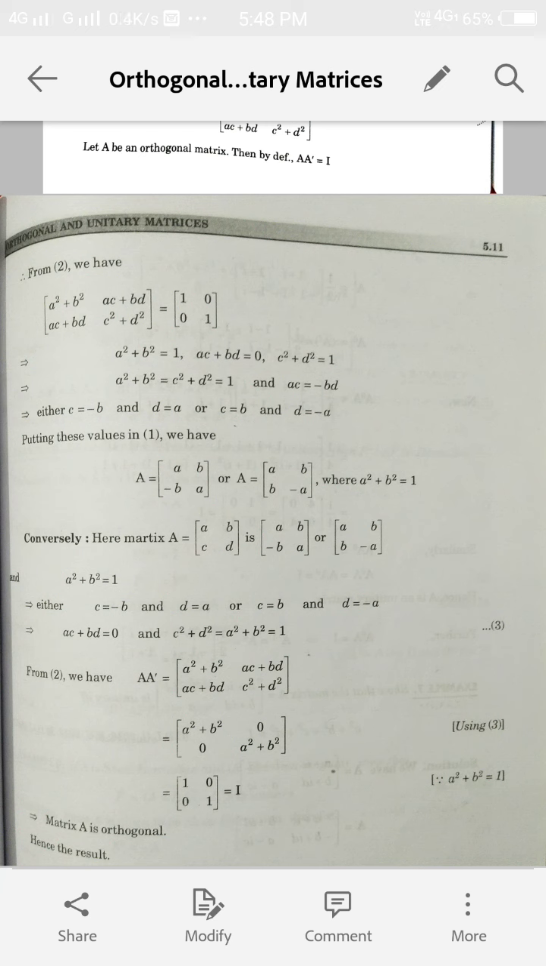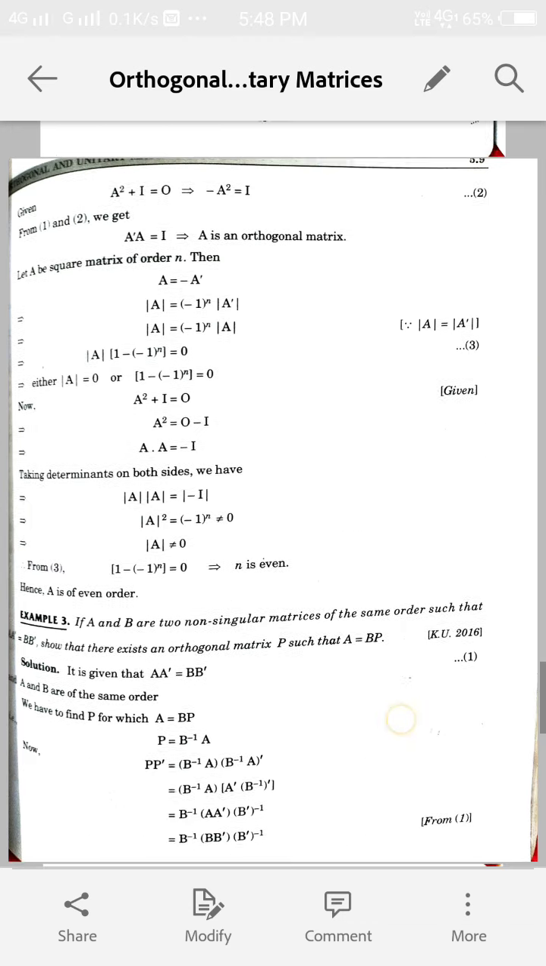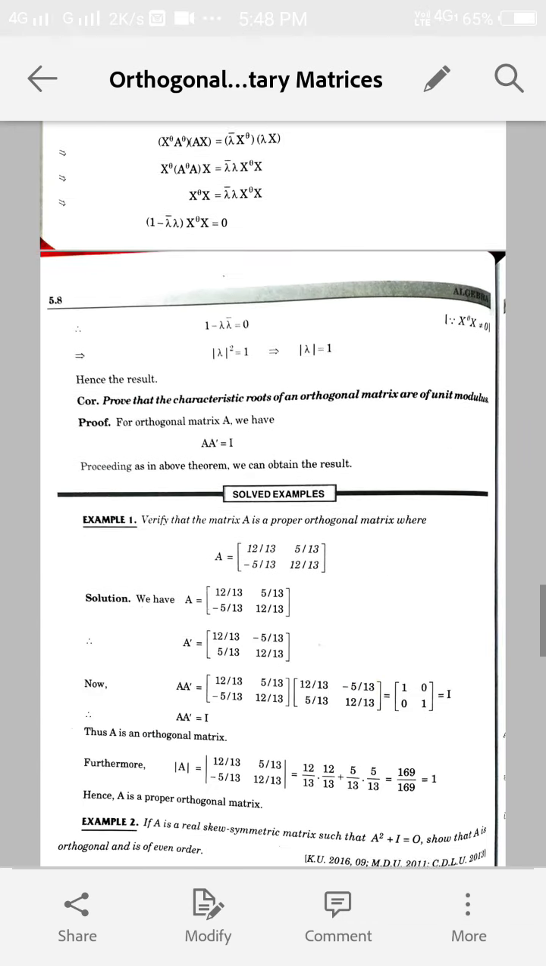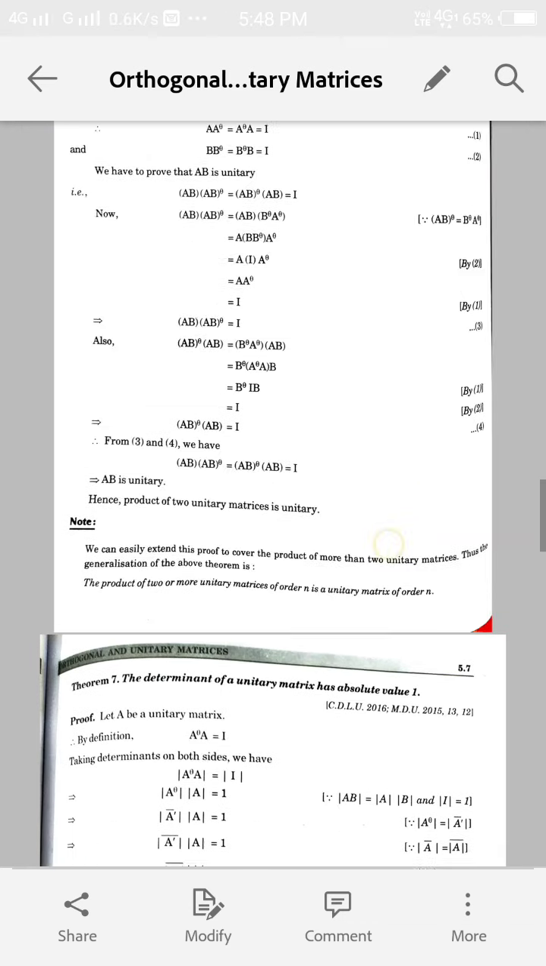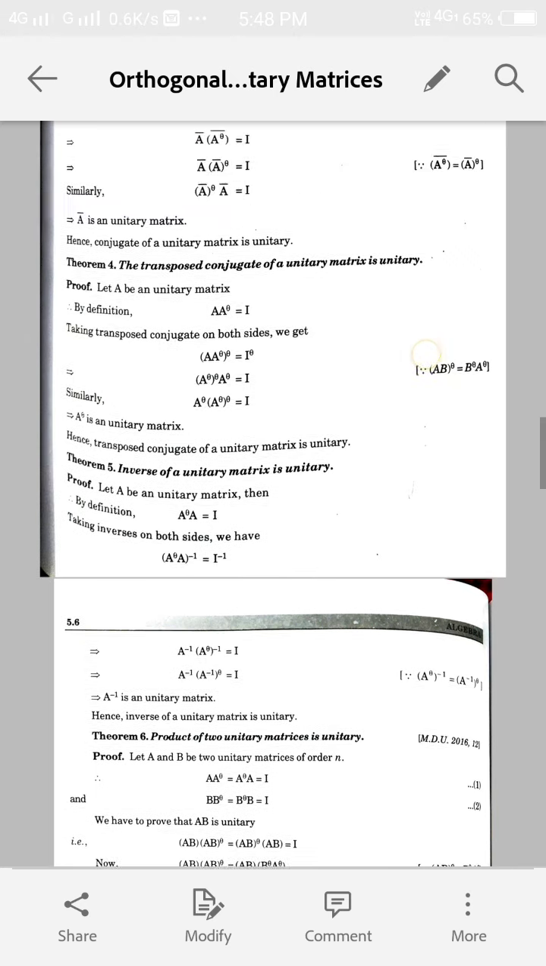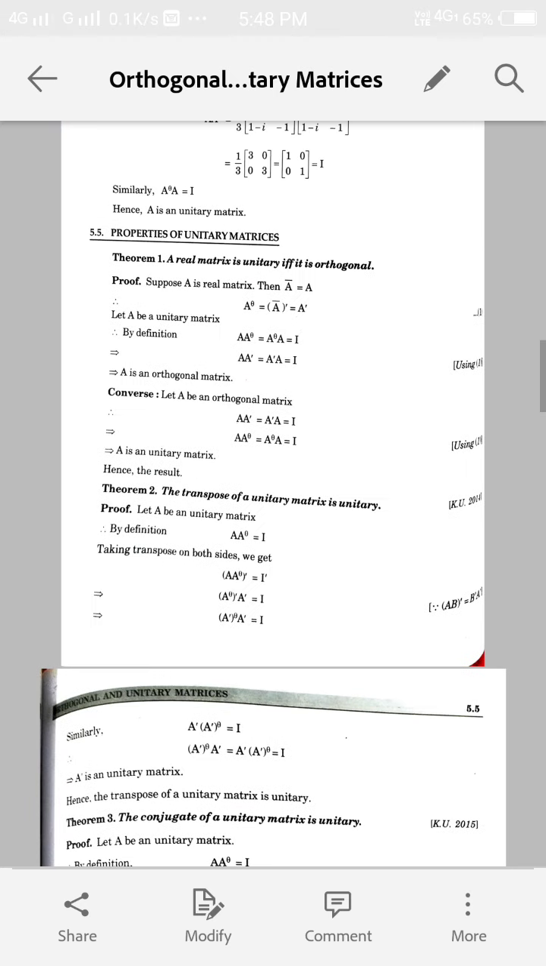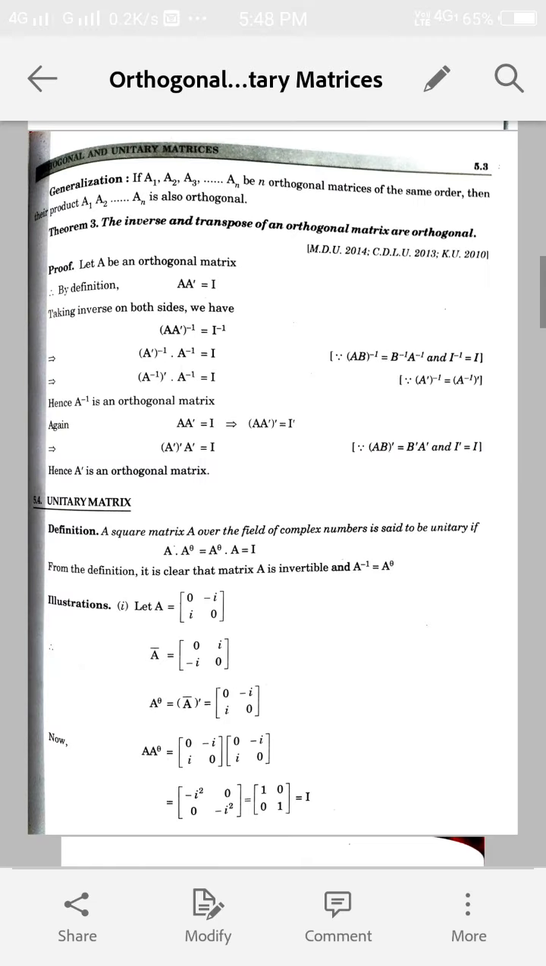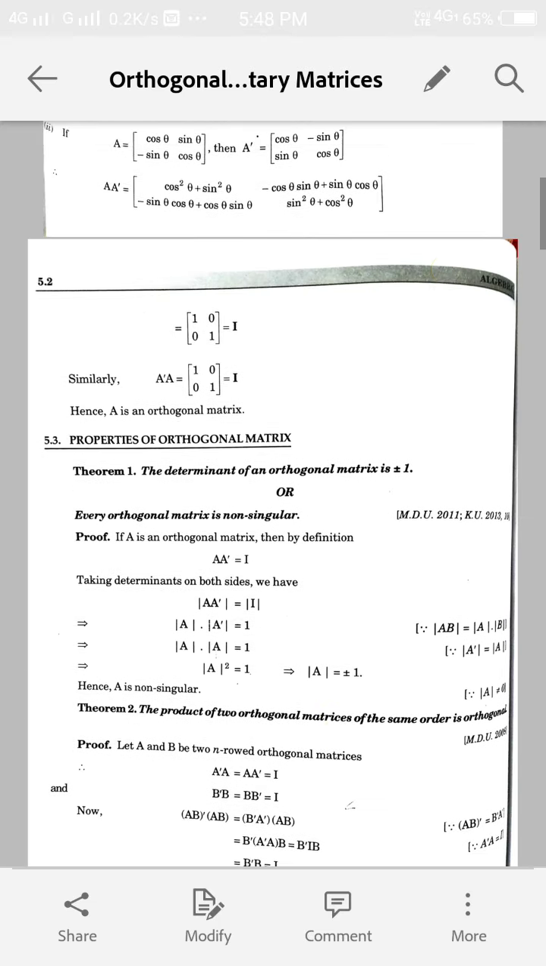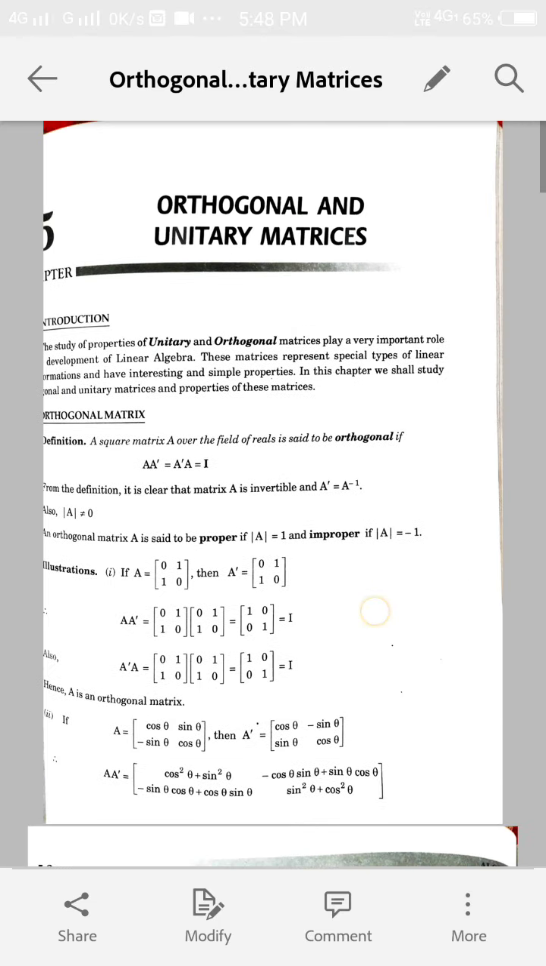So here we have discussed orthogonal and unitary matrices, their definitions, their properties, and also we have done some examples of how we can apply these properties or their definition to solve a particular problem. So this is all about orthogonal and unitary matrices.